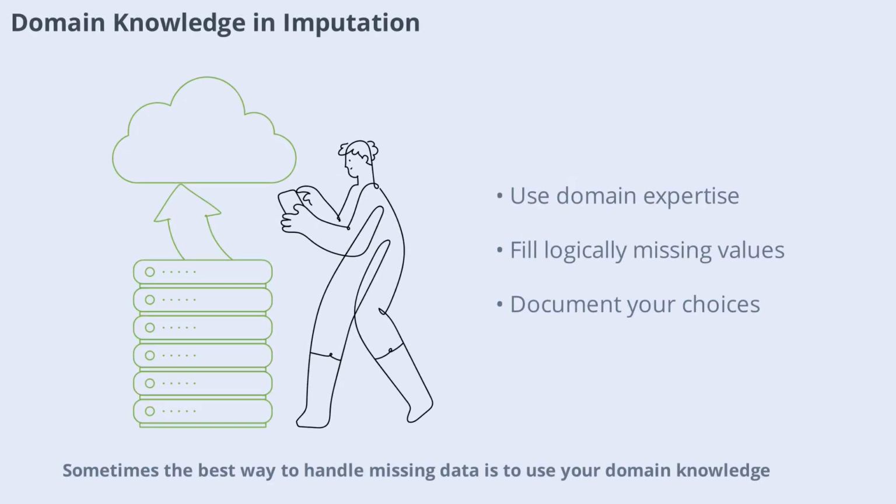Sometimes the best way to handle missing data is to use your domain knowledge. For example, if you know that a missing value should logically be 0 or a specific category, you can fill it in accordingly. Domain expertise can help you make informed decisions and avoid common pitfalls in imputation. Always document your choices and the reasoning behind them.